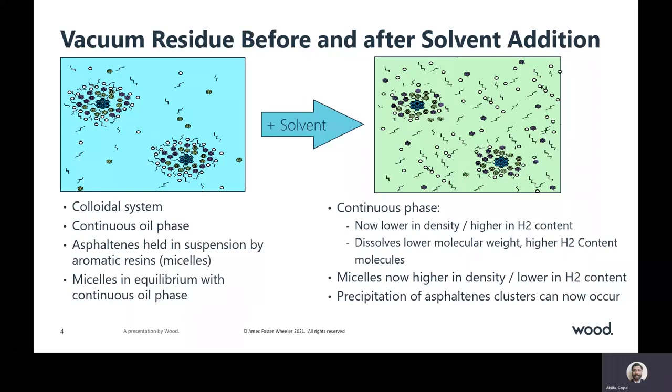Now, what is vacuum residue before and after solvent addition? Vacuum residue is a colloidal system with a continuous oil phase. Asphalt is held in suspension by aromatic resins, micelles in equilibrium with the continuous oil phase. Once the solvent is added, the molecular bonds are dissolved as the paraffinic solvent is added at a high volume. Paraffinic hydrocarbon and some aromatics are recovered in the DAO, while naphthenic and asphaltene material is separated in the asphalt pitch product.